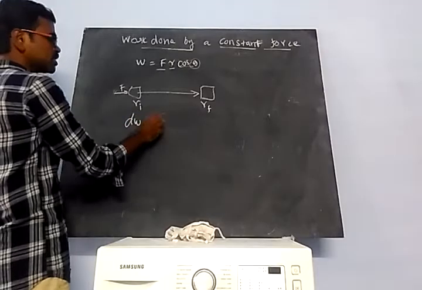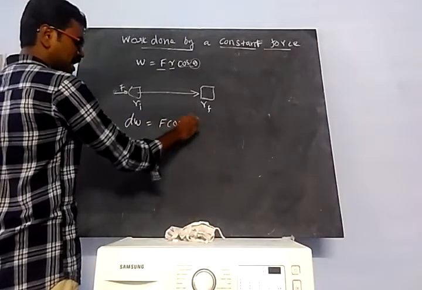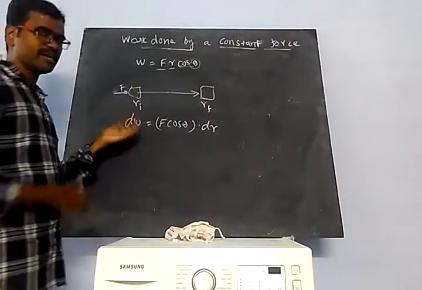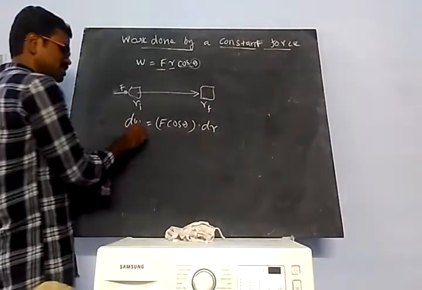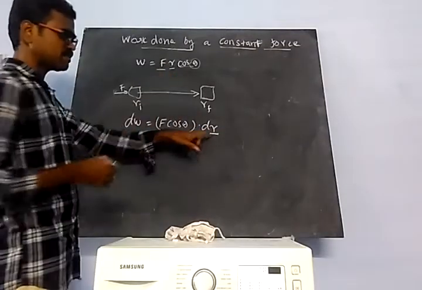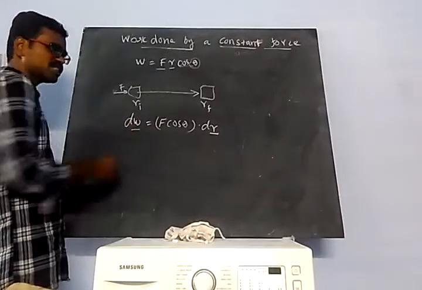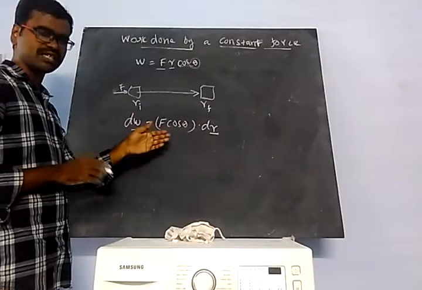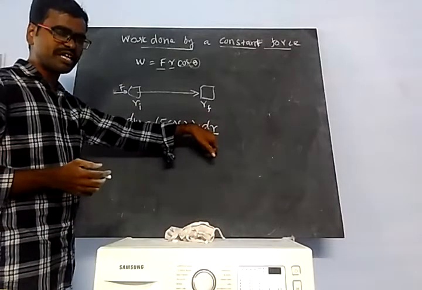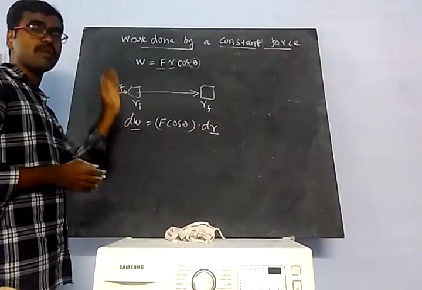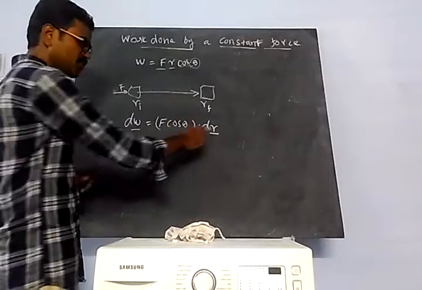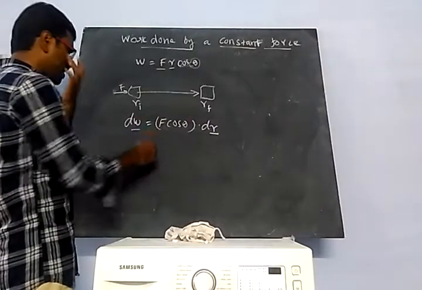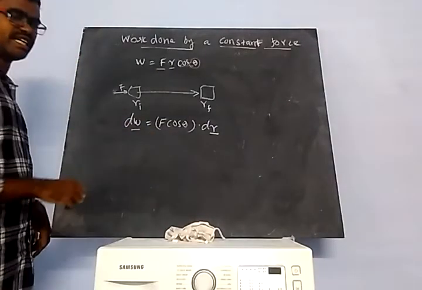So dW is equal to F cos theta into dr. Okay, so why can I write this formula like this? Here, if you change the displacement, what happens is the work is also changed. Suppose 1 kilometer means 1 joule of work done, then 5 kilometers means you get 5 joules of work done. Do you understand? If you change the displacement, the work done is also changing. So only then can I write this formula like this: dW is equal to F cos theta into dr.